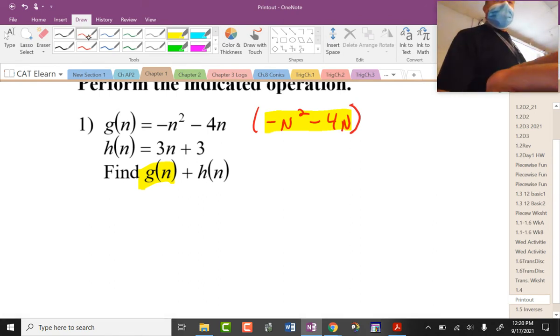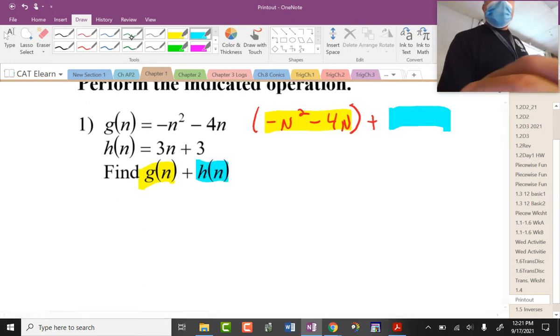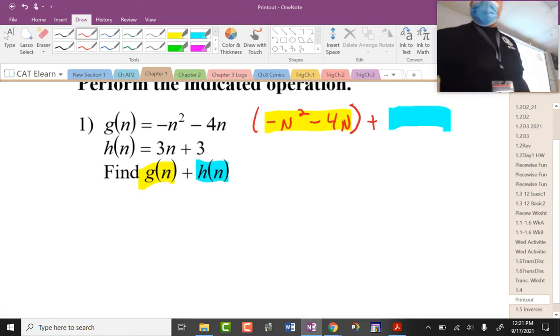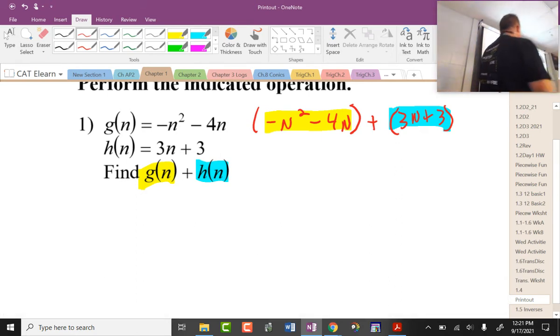Plus, I replace this with this. Sorry, it's hard to grab all these things. And I'm only going to use parentheses. My pen sucks. I don't care. I just said a bad word. I have to write three times before it actually writes.